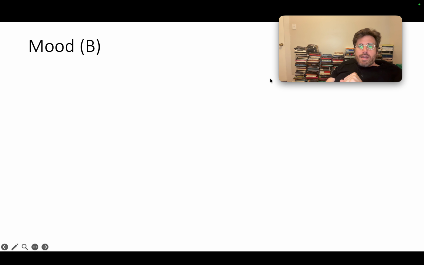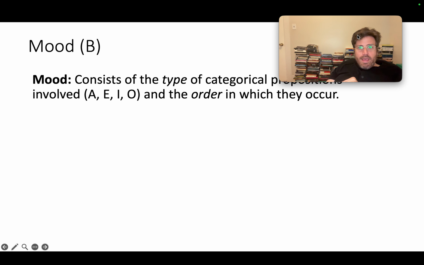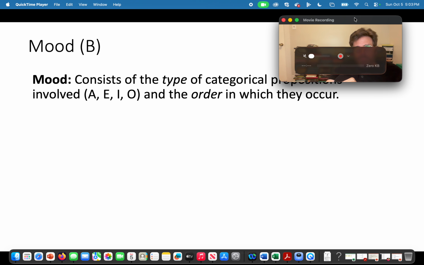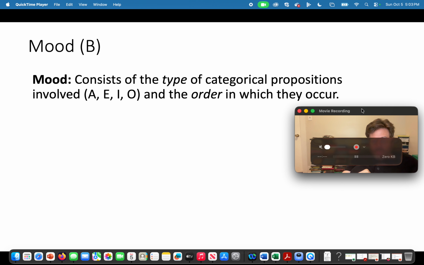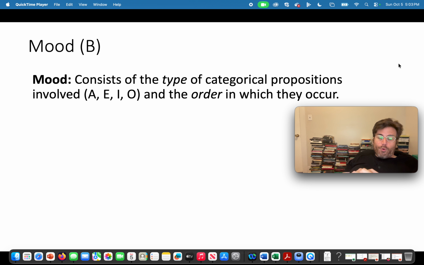Okay. Now I want to talk about what is known as mood. This is a property of categorical syllogisms occurring in section B of chapter 6. And mood is pretty simple, really. Mood is just a kind of nomenclature, a naming device for what category of proposition the sentence is. So mood just consists of the type of proposition, A, E, I, or O, and the order in which they are occurring. So if we have three sentences, you will have three letters. And once you have those three letters, you have your mood, right?